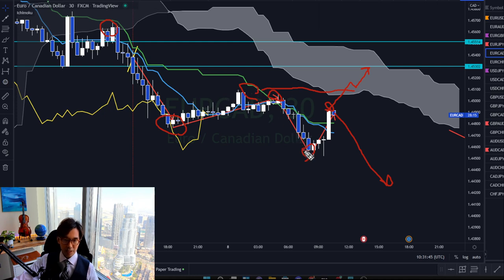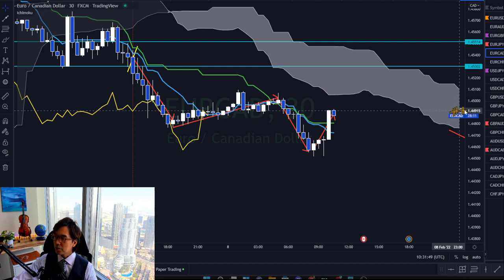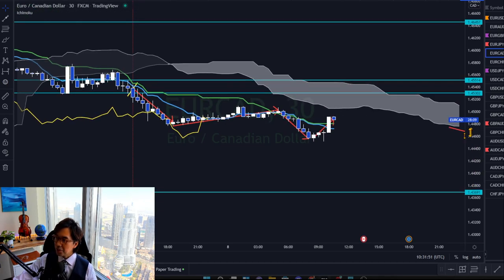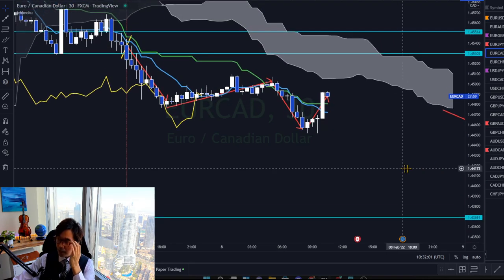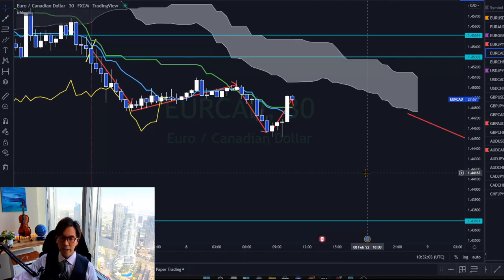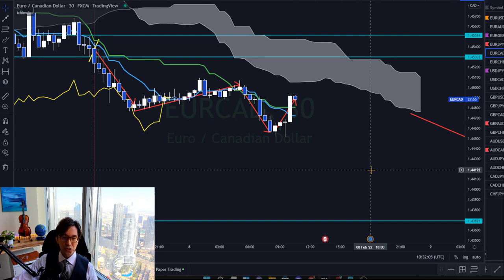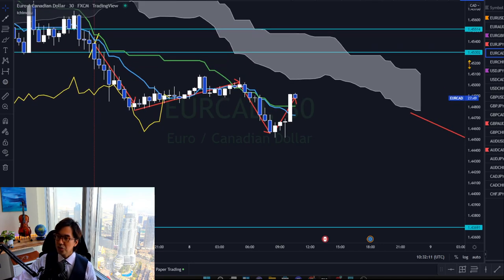So I still expect the market to continuously go down this way and reach all the way down to the daily Kijun-sen, which is located down here, at the 1.4369 level. So let's continue to monitor the chart today, and we continue to discuss what happens tomorrow. So that's the Euro CAD condition.